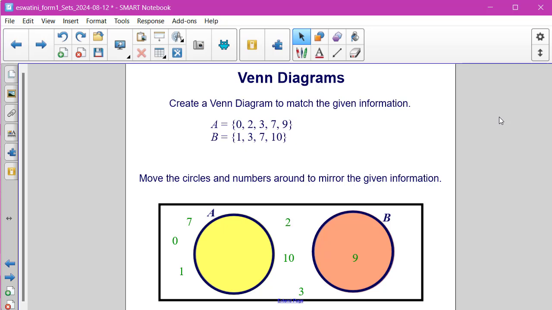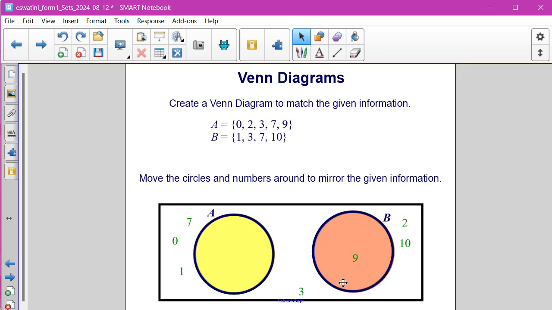Here's an example where we are going to construct a Venn diagram. We're going to create a Venn diagram to match the given information. We have a set A that consists of the elements 0, 2, 3, 7, and 9. And we have a set B that consists of the elements 1, 3, 7, and 10. We're going to move the circles and numbers around to mirror that given information.